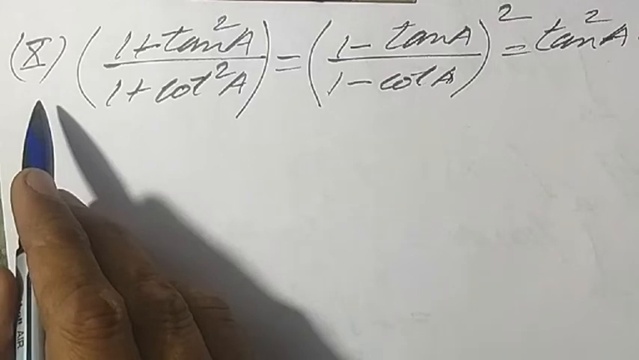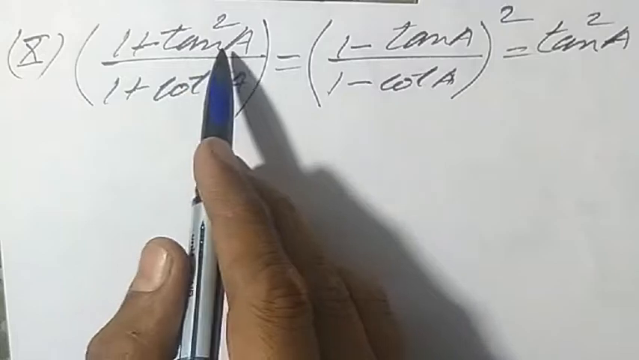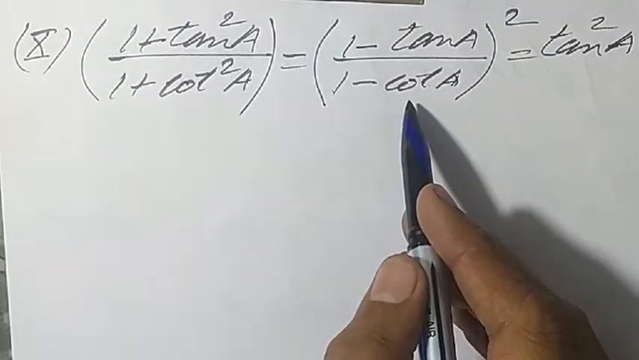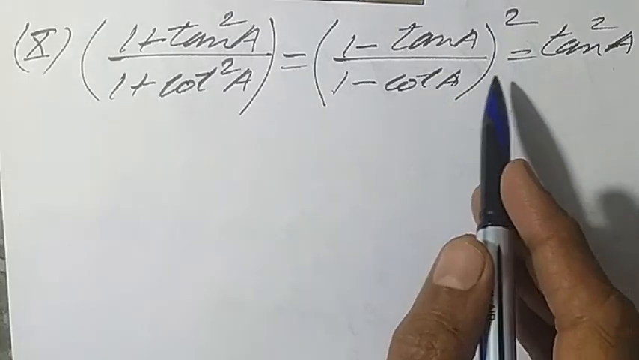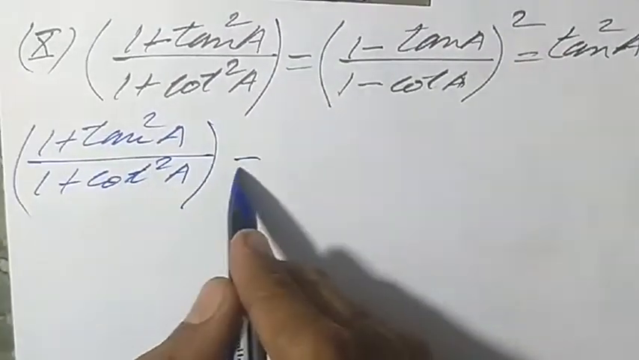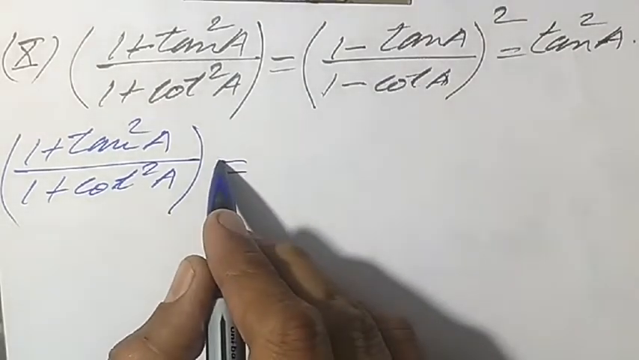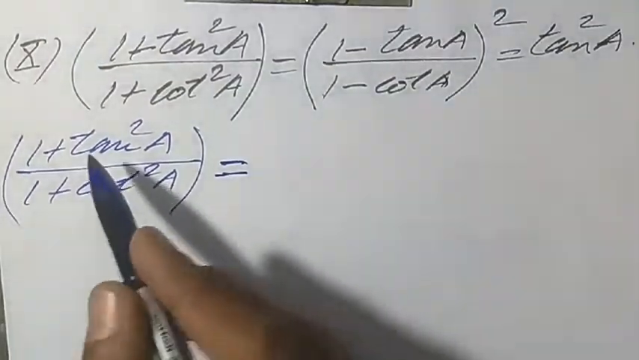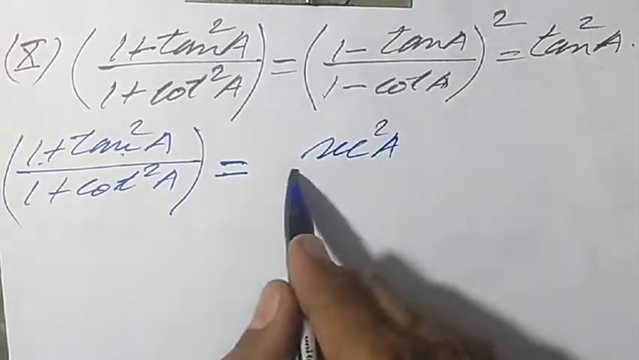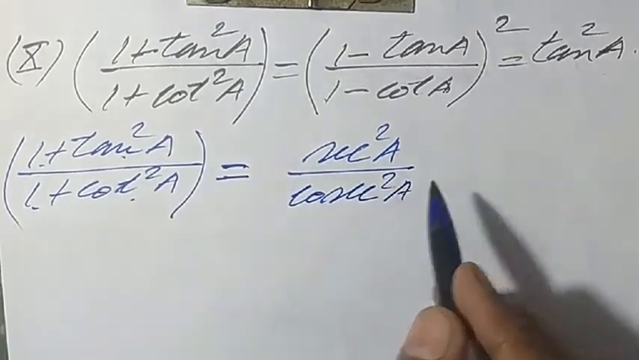Now the next and the last sum of this video is to prove 1 plus tan square A upon 1 plus cot square A is equal to bracket 1 minus tan A upon 1 minus cot A whole square is equal to tan square A. So let us take the first expression. As we know well, 1 plus tan square theta is sec square theta and 1 plus cot square theta is cosec square theta. So 1 plus tan square A may be written as sec square A, and 1 plus cot square A may be written as cosec square A.